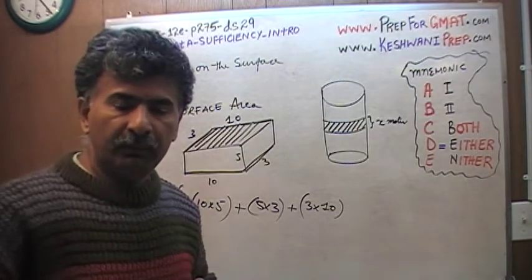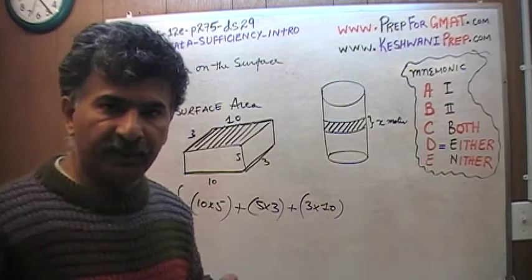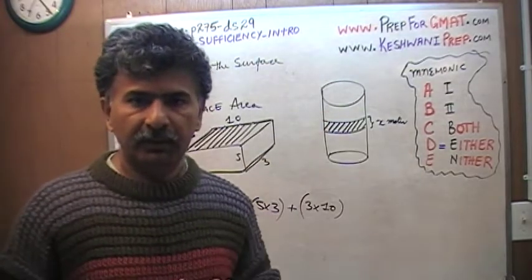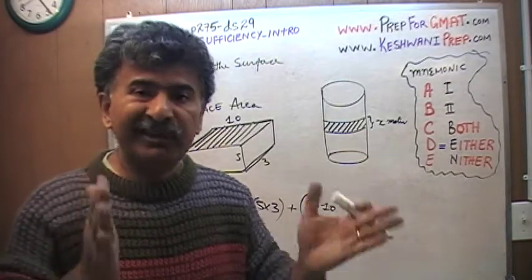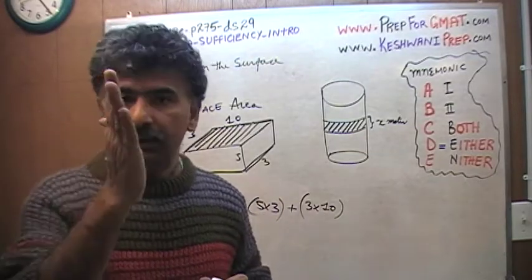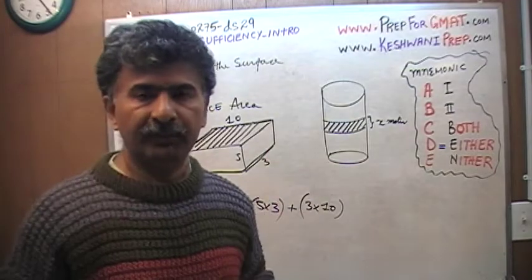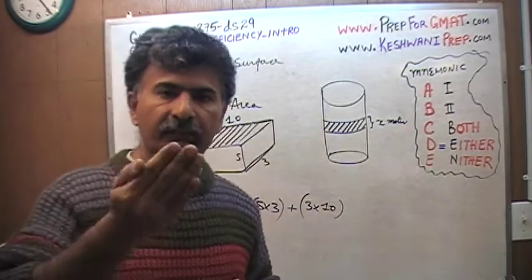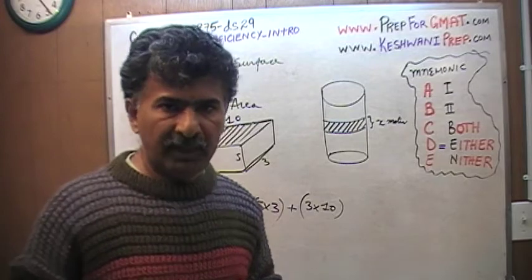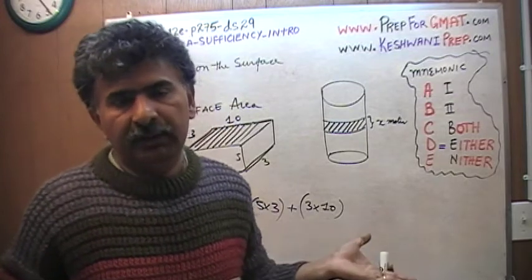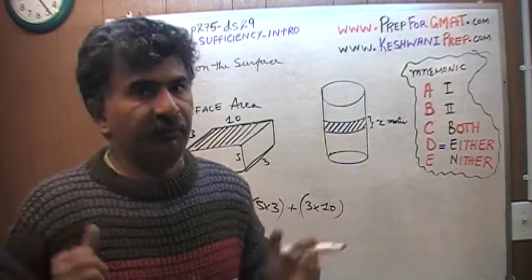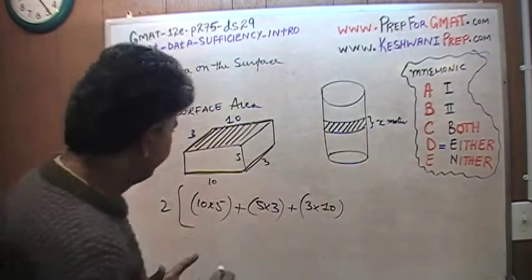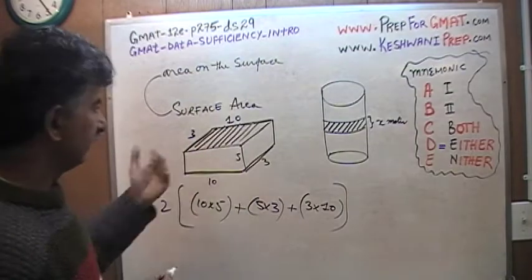How much area would I need to paint if I were to paint the whole entire box, every face of it? Not the edge, not the side, it's called the face. It has 6 faces. If I were to paint all 6 faces of a box, how much paint would I need? In order to figure that out, I need to figure out the surface area, the area on the surface. And that will be the answer to this one.